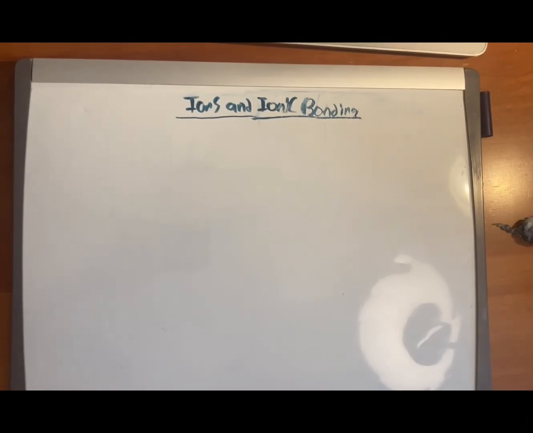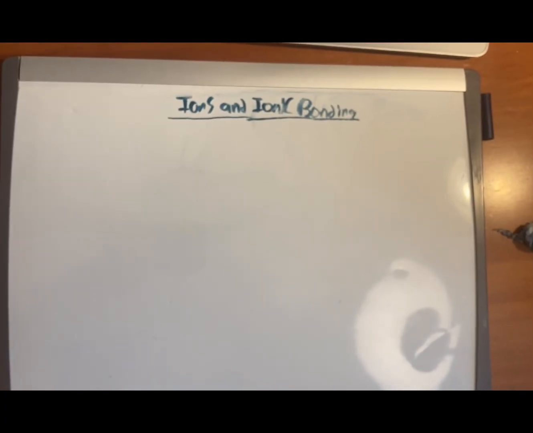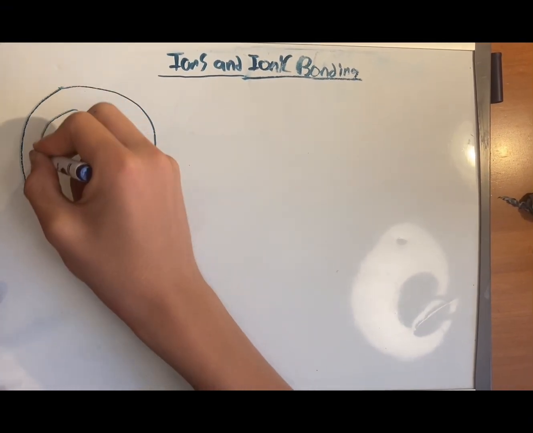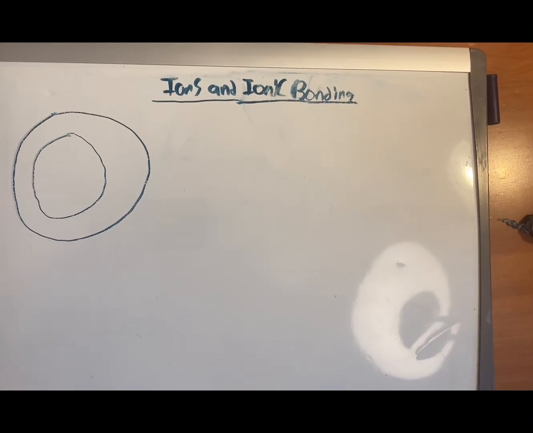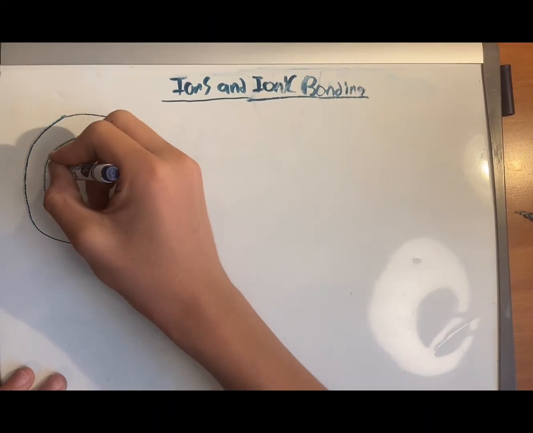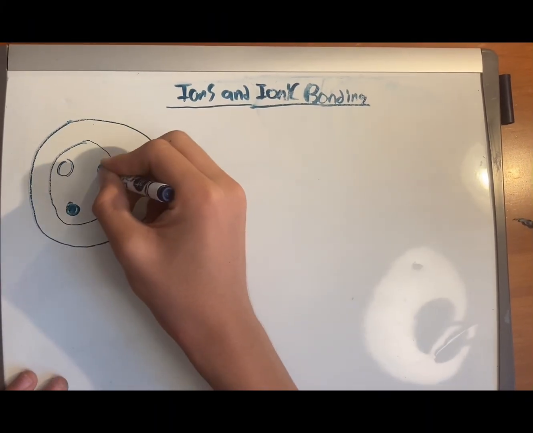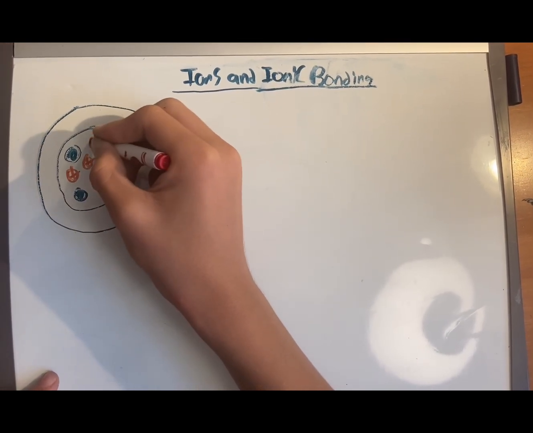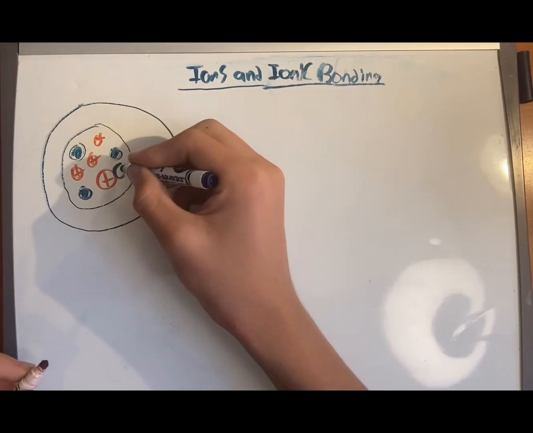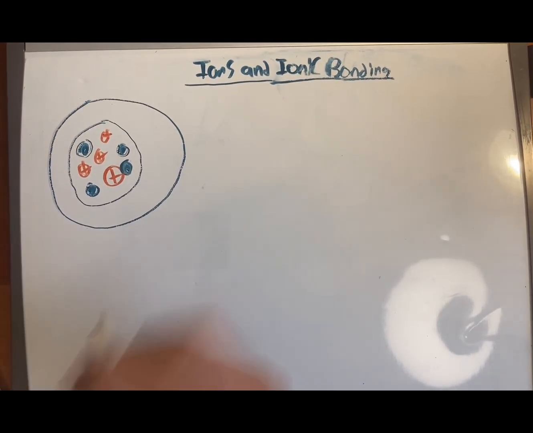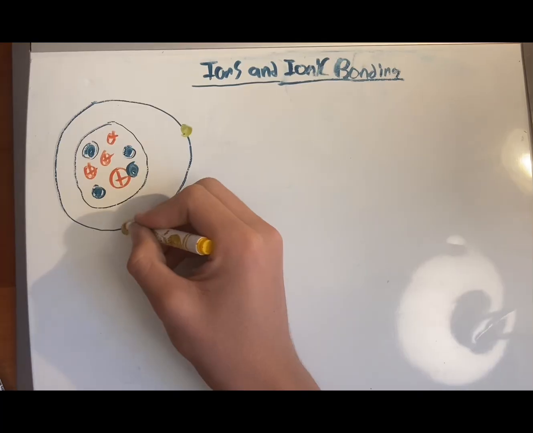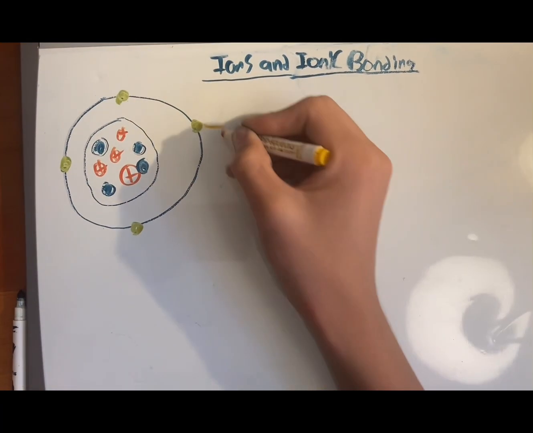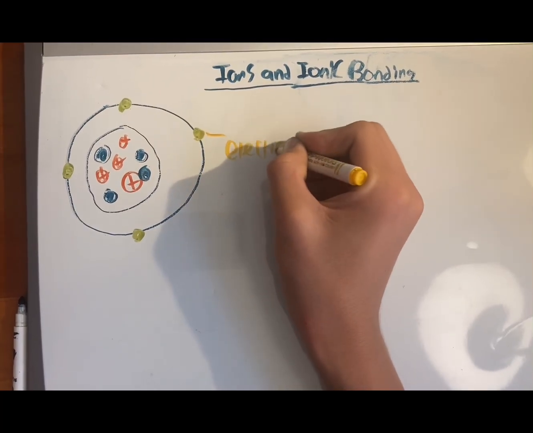Let's dive in! Before we can understand ions, we must know what atoms are. So, atoms are made up of three subatomic particles. These particles are neutrons, protons, and electrons. Neutrons and protons are located in the nucleus, which is the middle part of the atom. Neutrons are neutrally charged. Protons are positively charged. Electrons are located around the nucleus on energy shells around the atom.